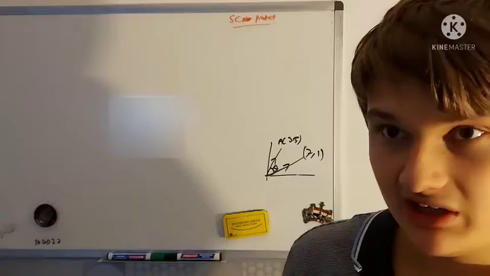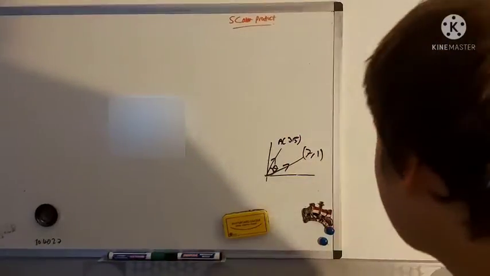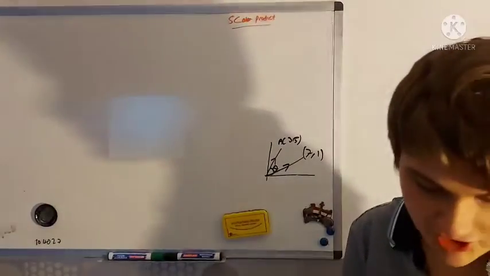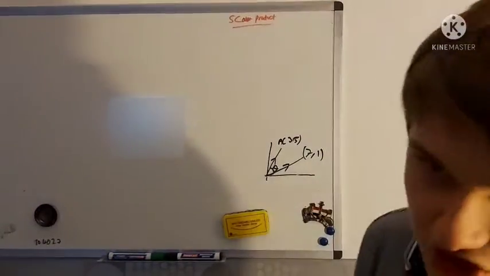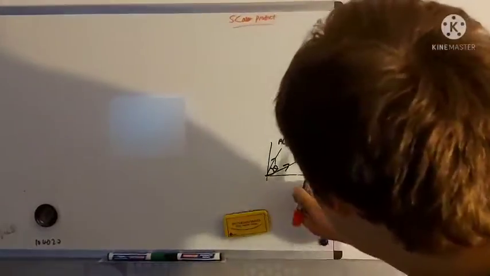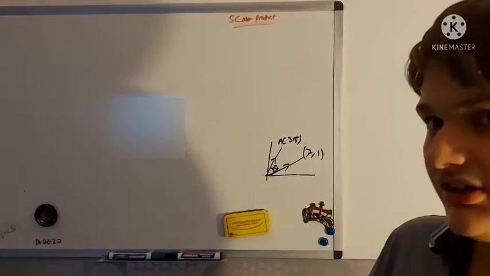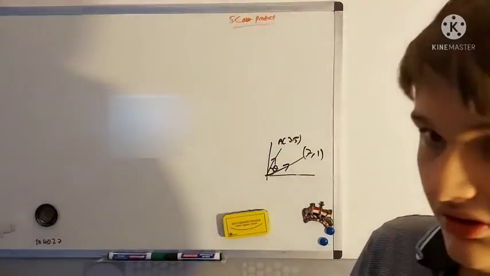Basically, I want to step this up now. I'm going to step it up into the scalar product. Now, I've already drawn a diagram to basically show you what I'm going to do. But essentially, we're going to find the angle between two vectors.